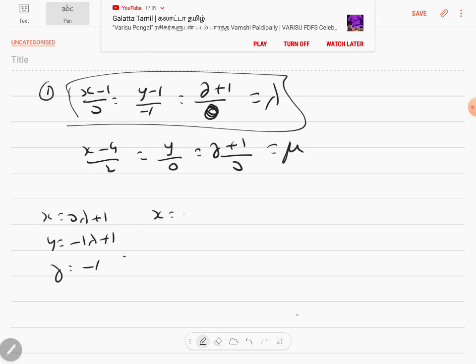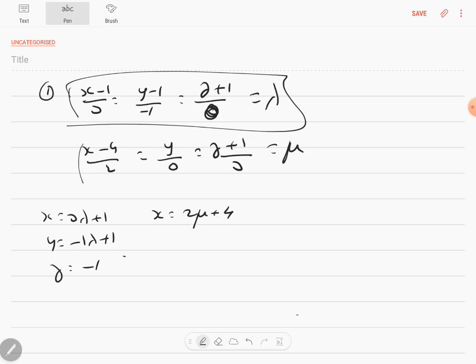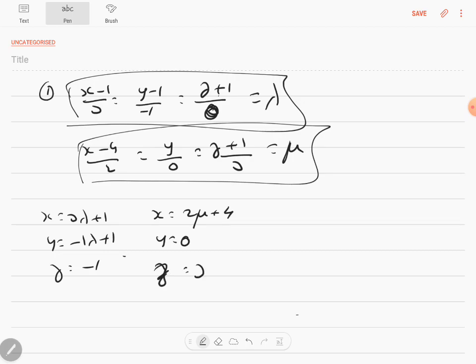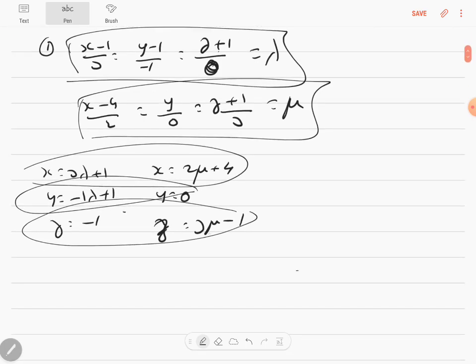Next, x is equal to 2 mu plus 4 from the second equation. Y is equal to 0 mu, so 0. Okay, because in that case it was z is equal to minus 1. Here z plus 1, z is equal to 3 mu minus 1. The best part is the intersecting: you can equate the x and x, y and y, z and z. Easiest thing is to equate the z and z here, which is 3 mu minus 1 is equal to minus 1. 3 mu is equal to 0, mu is equal to 0.